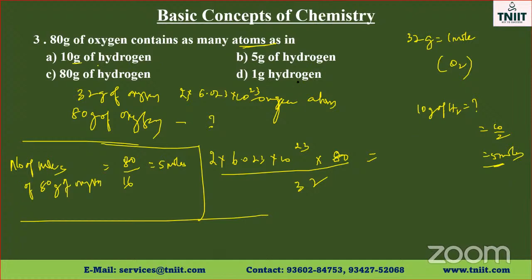So number of moles in 5 grams of hydrogen. So atomic mass of hydrogen is 1. Since they were given 5 grams, 5 divided by 1, it will be 5. So therefore, the answer for this question is option B.